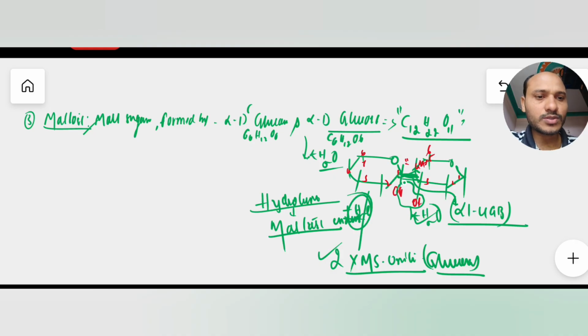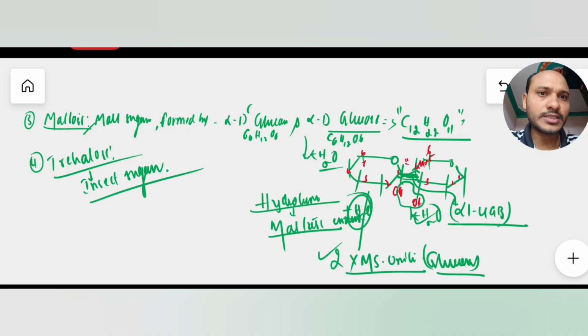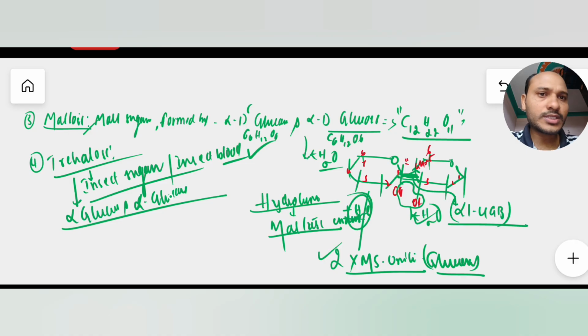Coming to the last and one more very important disaccharide sugar, that is trehalose sugar. The common name for trehalose is the insect sugar, which is generally seen in insect blood. In insect blood the common sugar is trehalose, remember. And this sugar is formed by alpha glucose and also alpha glucose. Same here also, the two monosaccharide units are glucose only.